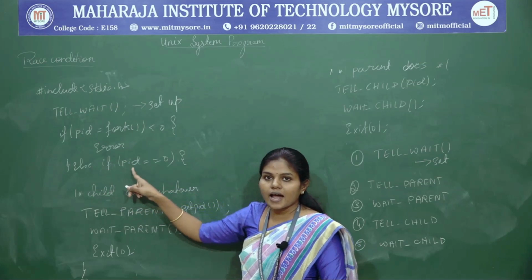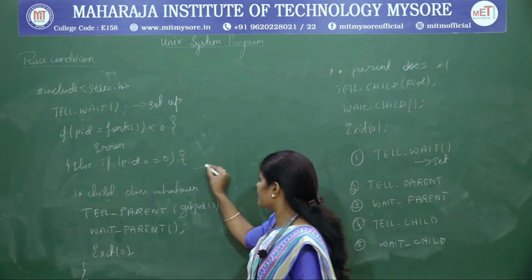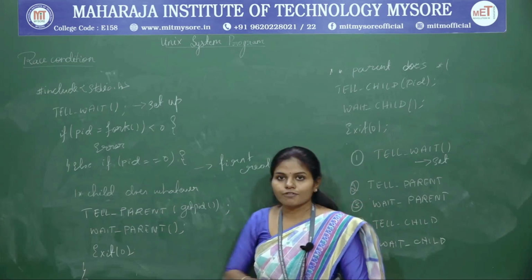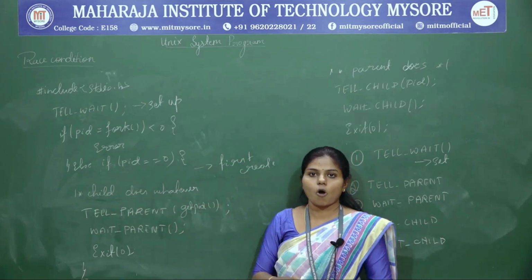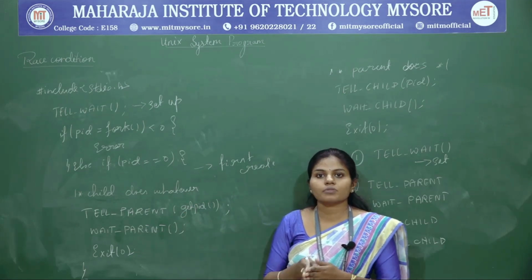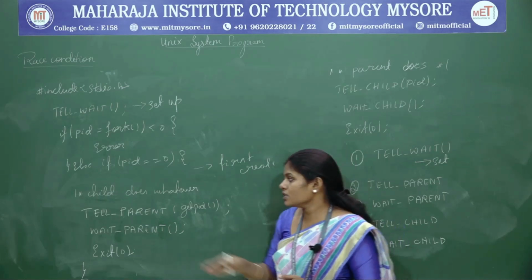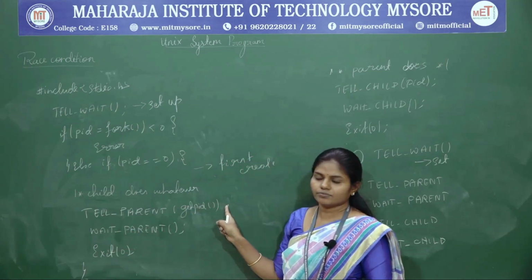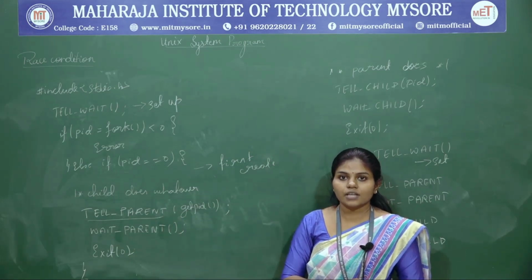Else if pid is equal to 0, then what happens? The child is created, right? The first child it is going to create. Now after creating the child, what is the child going to do? It is going to perform its operations, right? After performing the operation, it has to inform the parent that I am going to terminate. How is it going to intimate? By using the signal TELL_PARENT with getppid. TELL_PARENT is nothing but it informs the parent that I am done with my work.